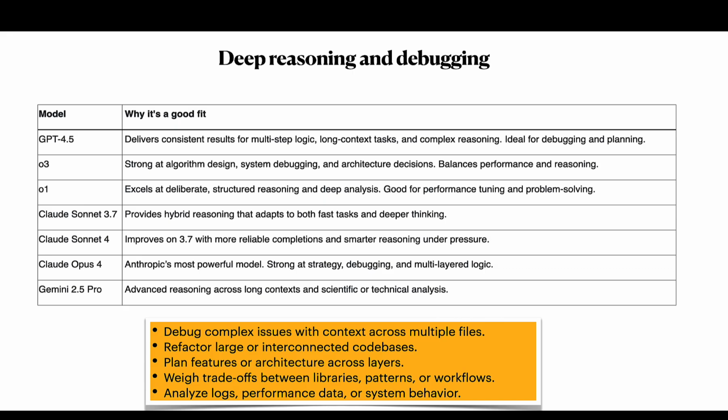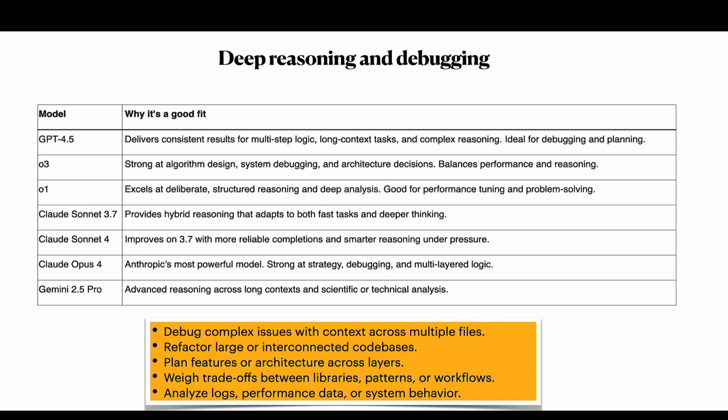GPT 4.5 delivers consistent results for multi-step logic, long context tasks, and complex reasoning, ideal for debugging and planning. So if you want to debug, go with GPT 4.5. o3 is strong at algorithm design, system debugging, and architectural decisions, so it balances performance and reasoning. o1 excels at deliberate, structured reasoning and deep analysis, so it is good for performance tuning and problem solving.